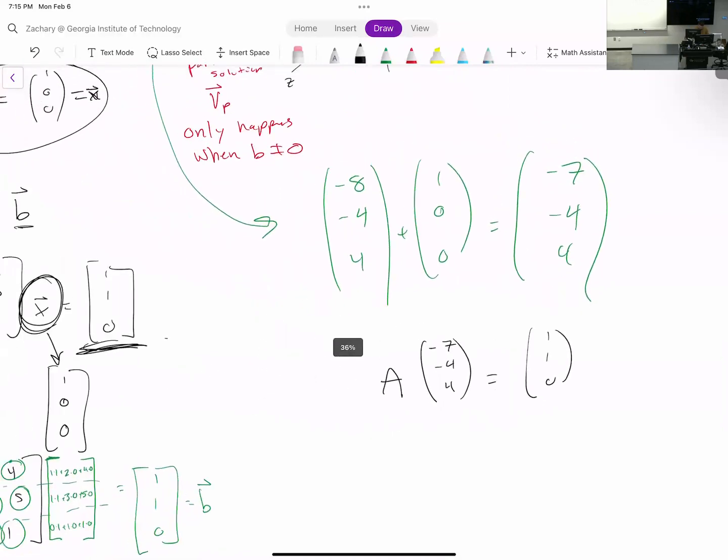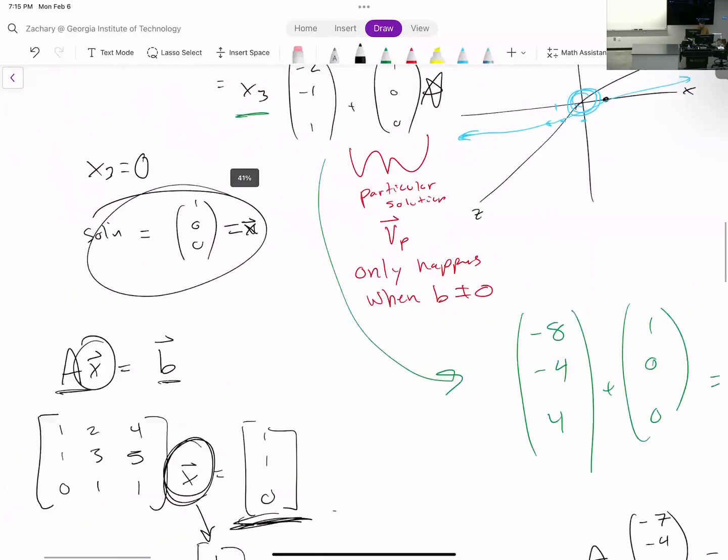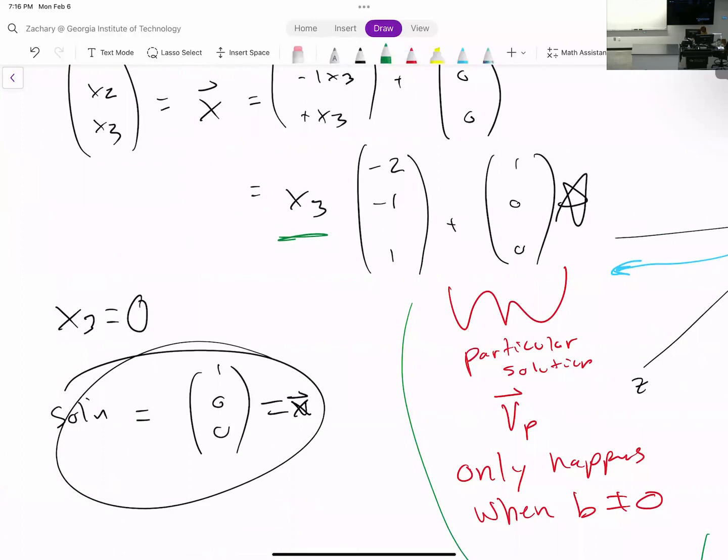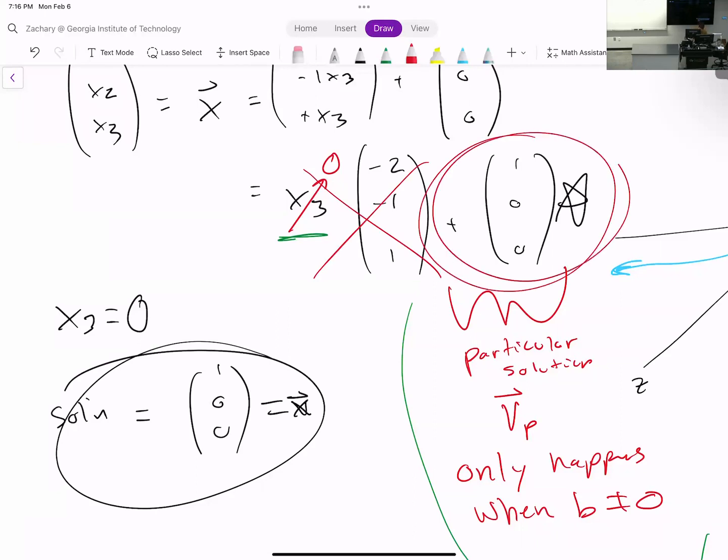Yeah, I just chose that because it was easiest to pick 0 to be my free variable. Like here, I just chose this number to be 0, and then it's 0 times this vector, which cancels out, right? And then the only thing left in my solution is this part here.